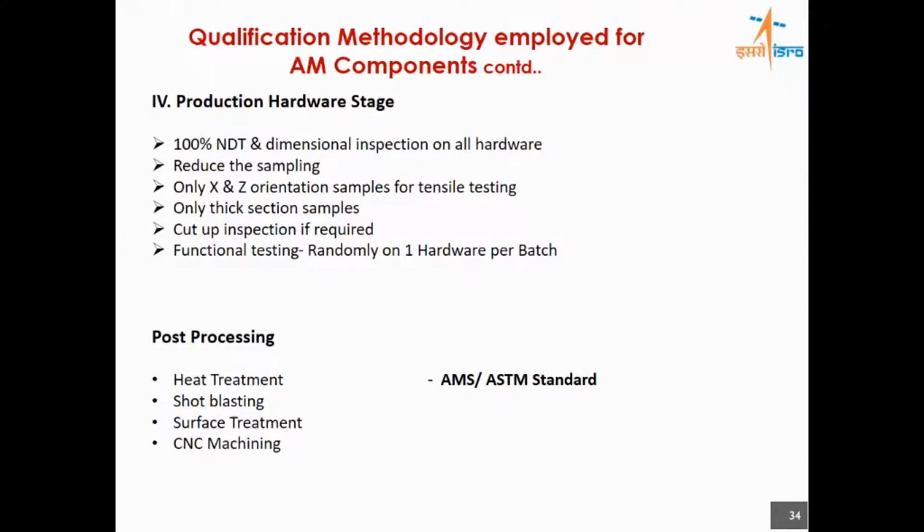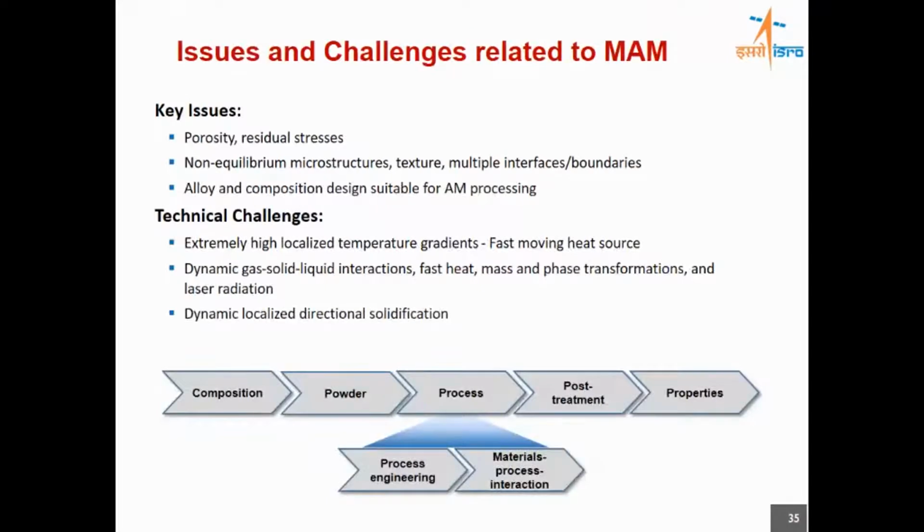So coming to the issues and challenges, as we mentioned, porosity and residual stresses are the main issues. And also, as I mentioned, these are non-equilibrium processes, so we tend to get non-equilibrium microstructures and texture. Also, the alloy composition and design must be suitable for the additive manufacturing process because it is a layer by layer process. The alloy may sometimes be tuned in terms of the chemistry to make it possible to make it through an additive manufactured product.